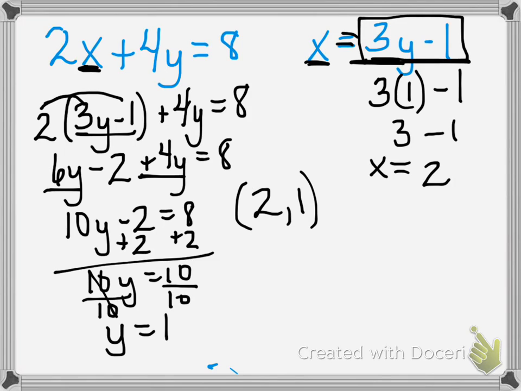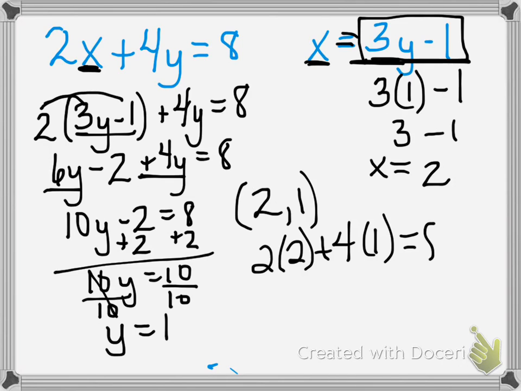We can double check. 2 times 2 plus 4 times 1 will hopefully equal 8. 2 times 2 is 4. 4 times 1 is 4. 4 plus 4 is 8.